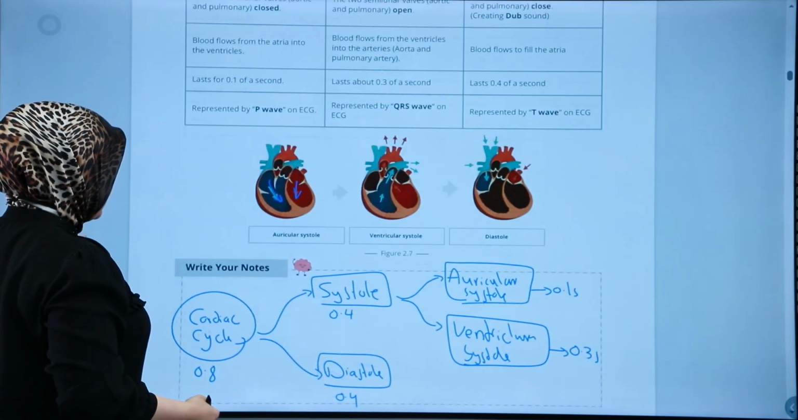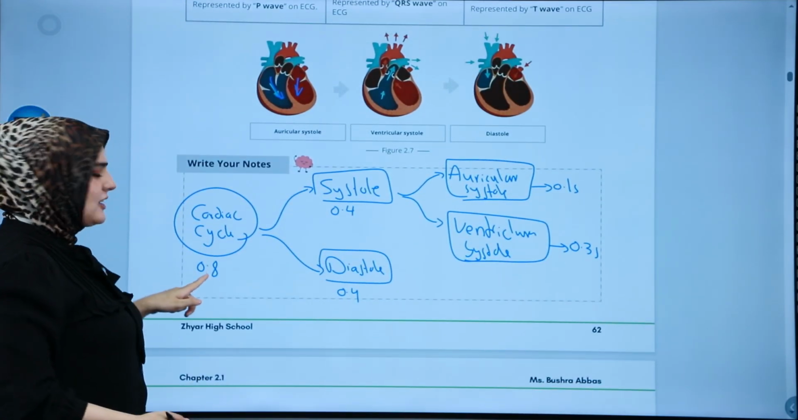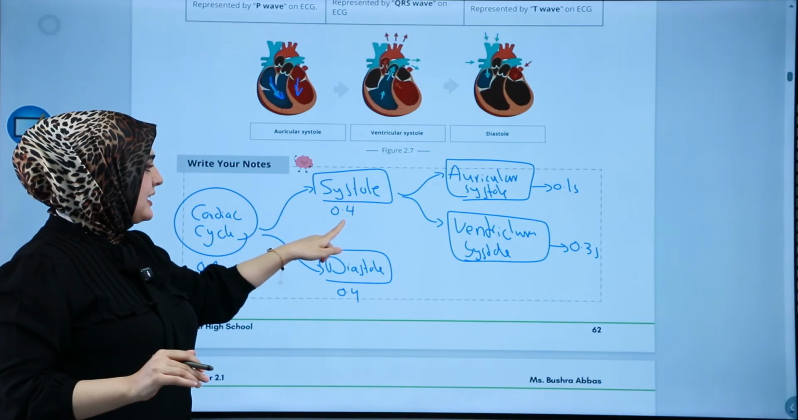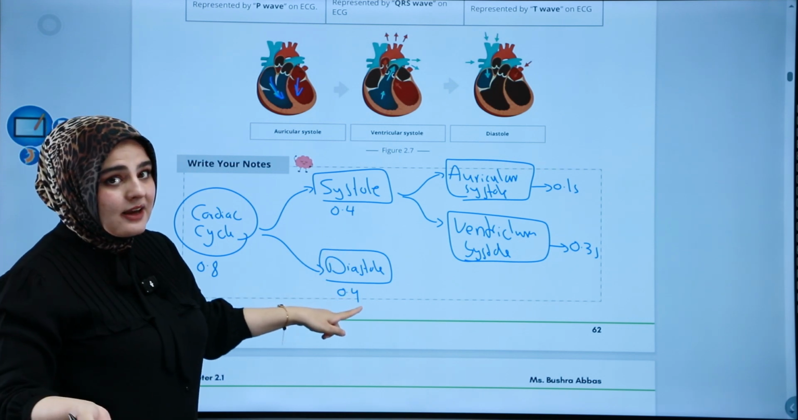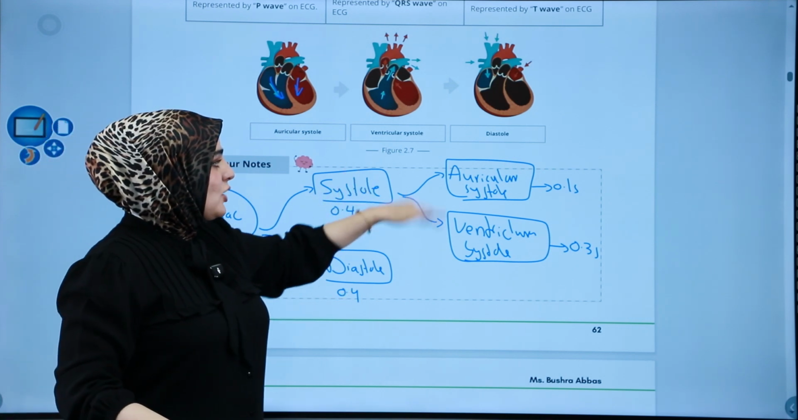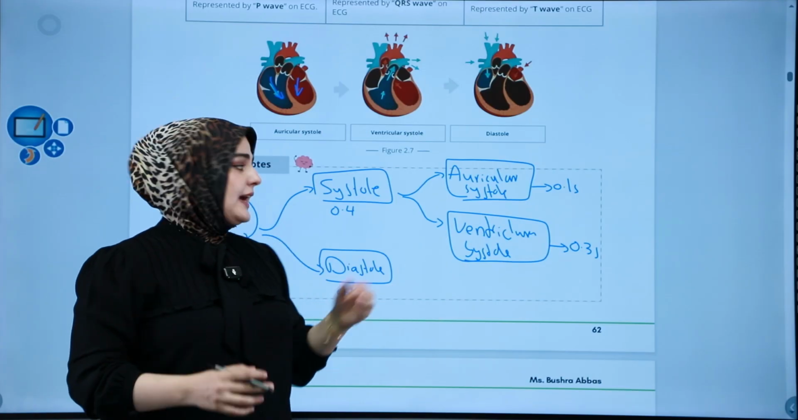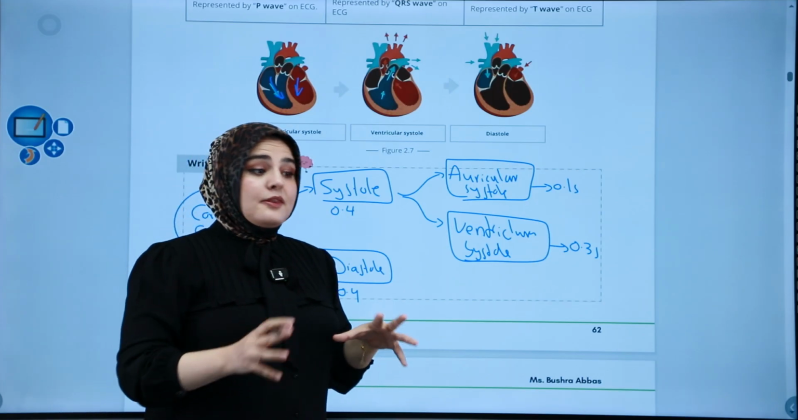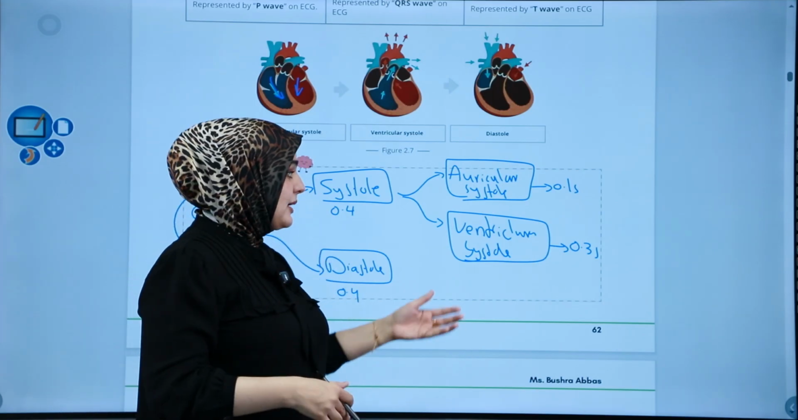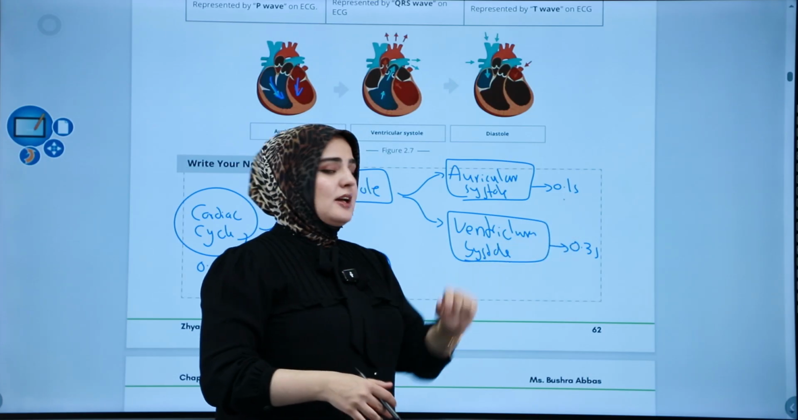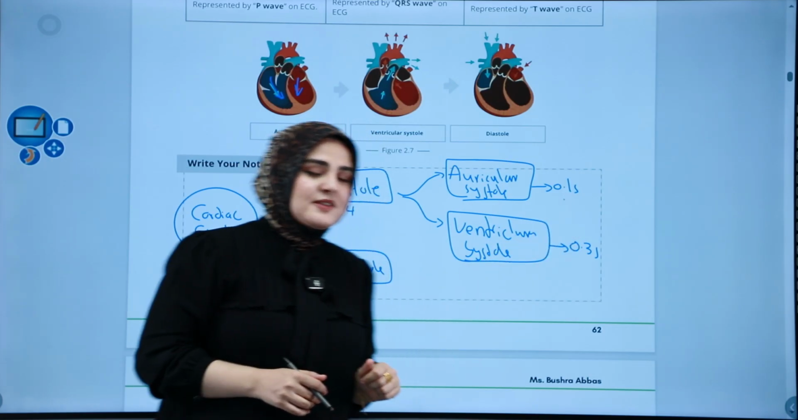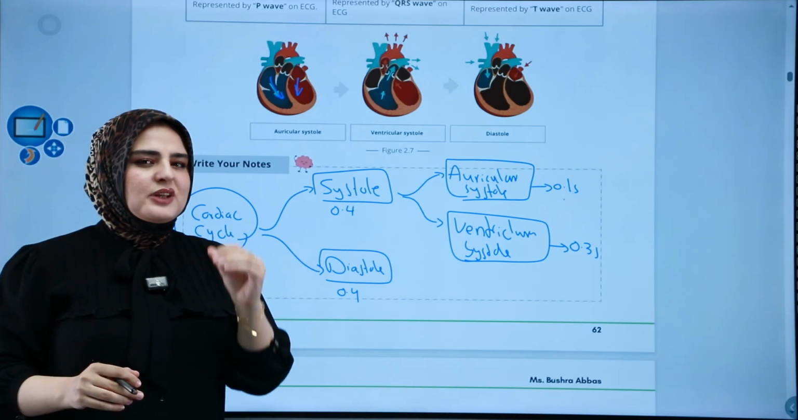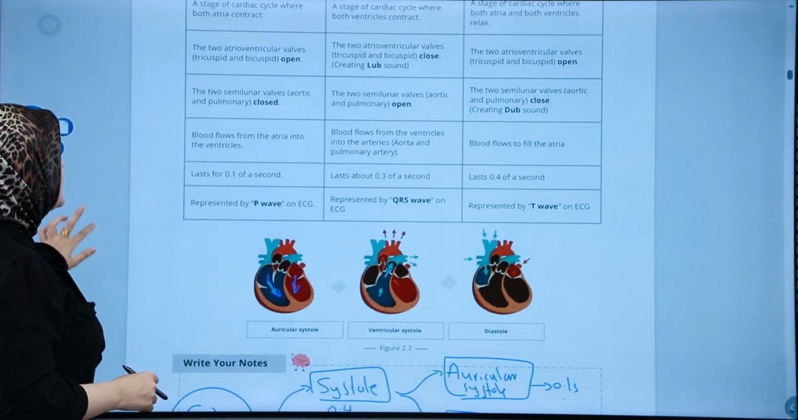Hence, if you look at it, the cardiac cycle is almost 0.8 seconds. The systole, which is the contraction, takes about half, and diastole takes the other half. However, they are not equally divided between the auricular systole and the ventricular systole, since the ventricles are very big and the walls very long. So it takes about 0.3 seconds, while the auricular systole takes about 0.1 seconds. This is about timing. Now let's learn what's happening during each of these phases of the cardiac cycle.